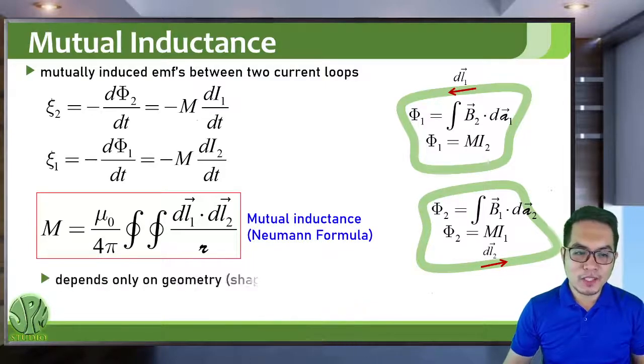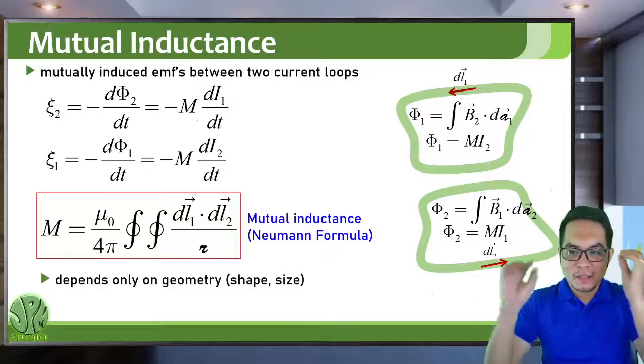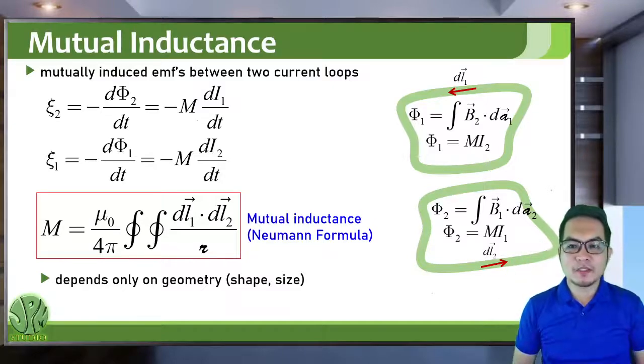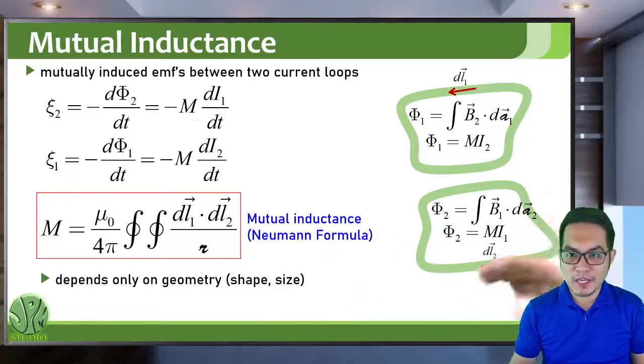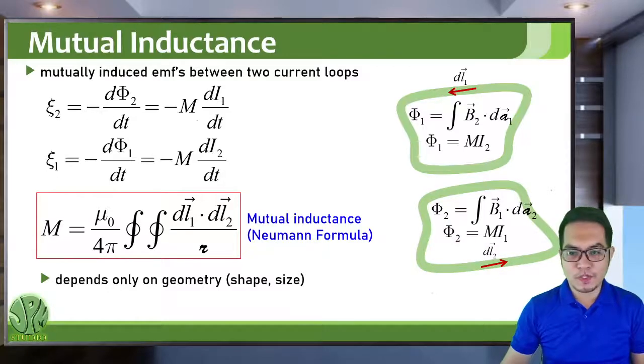The mutual inductance is not dependent on the strength of the magnetic field or the current. Similar to capacitance and resistance, it depends only on the geometry, shape or size of the loops, or the material.